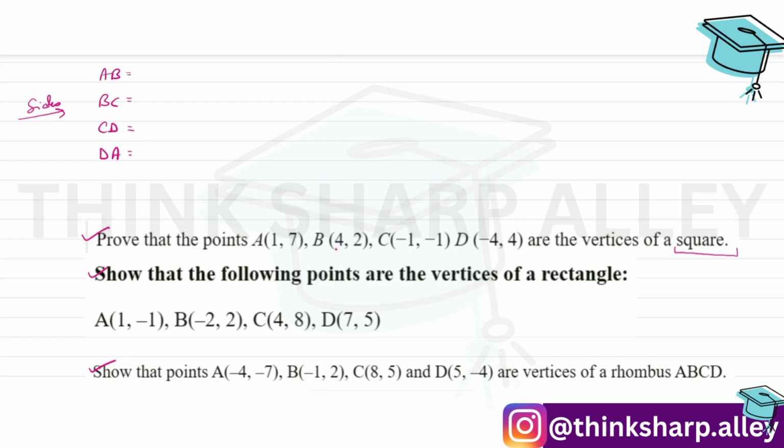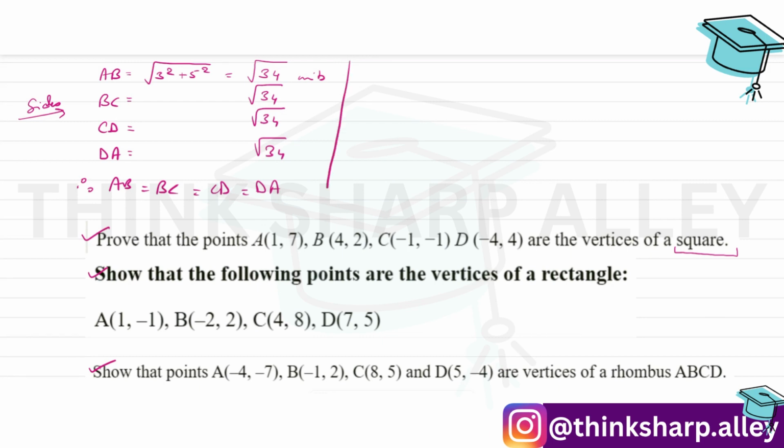For example, over here, AB is 4 minus 1, that is 3 squared, and 2 minus 7, which is minus 5, squared, but since we are squaring, the negative sign will go away. So that is 9 plus 25, which is equal to square root 34 units. And I hope that all the distances you will get as square root 34 only. Then you can draw your conclusion that therefore AB is equal to BC is equal to CD is equal to DA. But this alone is not enough to show that they are the vertices of a square.